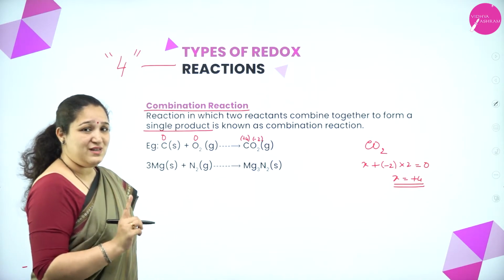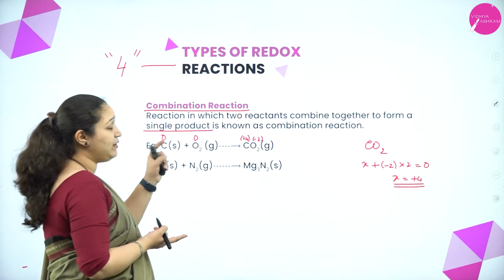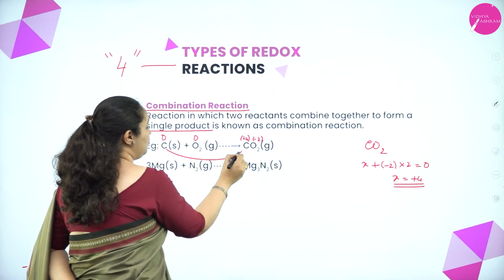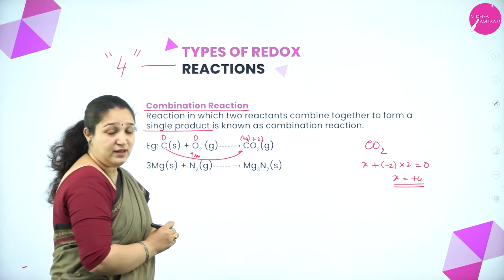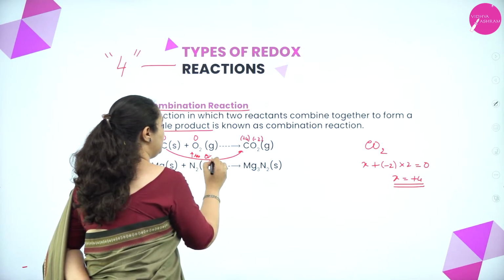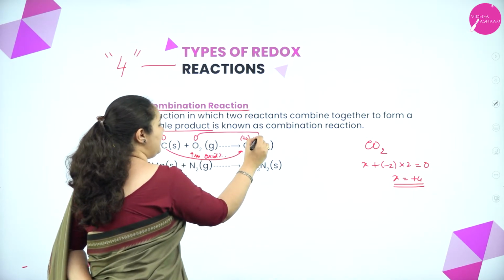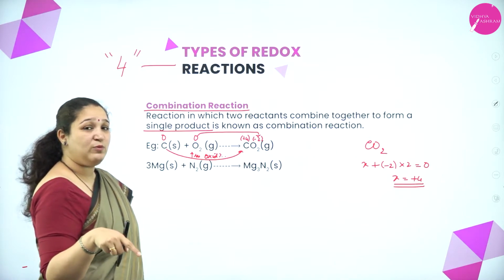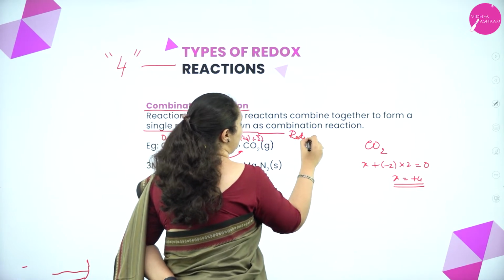So now what is happening? Whether oxidation is also happening and reduction is also happening in the same reaction, we shall see. Carbon from 0 to plus 4, the oxidation number is increasing. Correct? Then which reaction is it? It is an oxidation reaction. From 0 to minus 2, the oxidation number is decreasing. And what type of reaction is it? It is a reduction reaction.